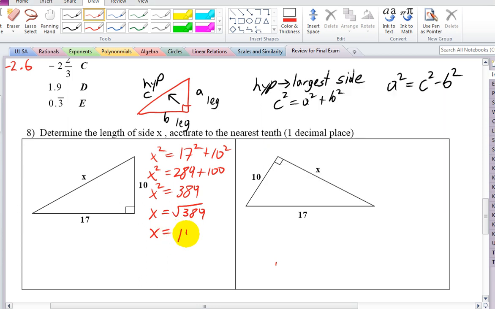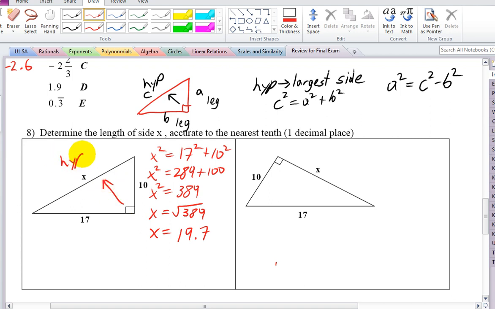Now in grade 10, we leave our answers as square root 389, and we actually simplify that. We won't go to our decimals. But for you guys, you go to your decimals. Okay. So here we're trying to find the hypotenuse. Always indicate which one's the hypotenuse right away.